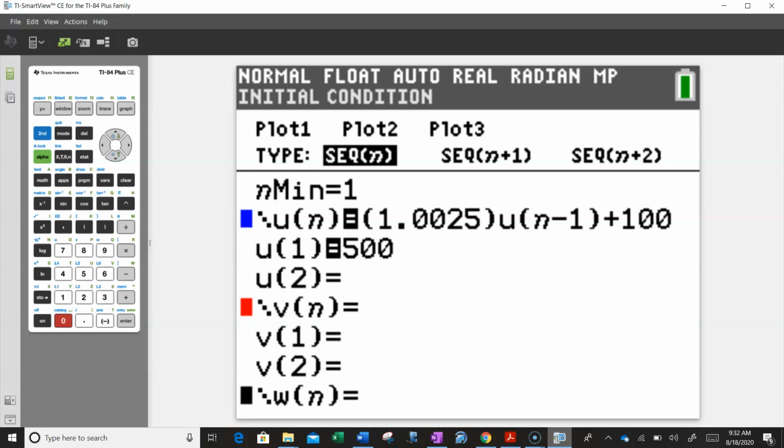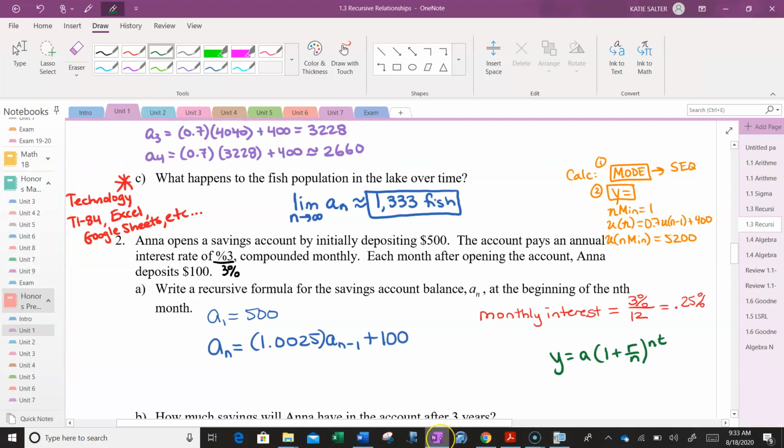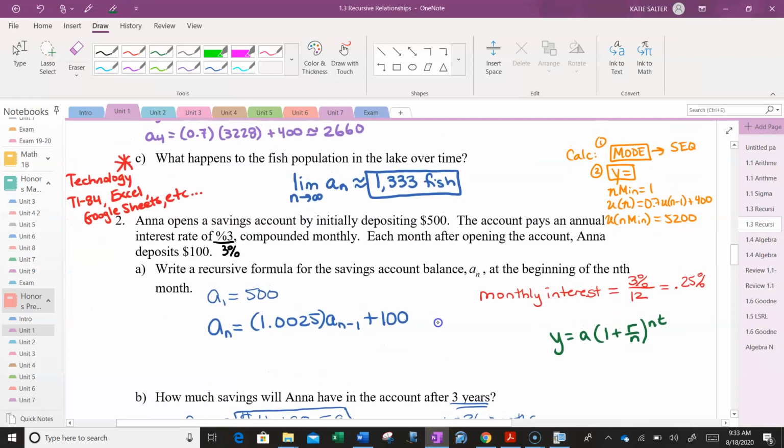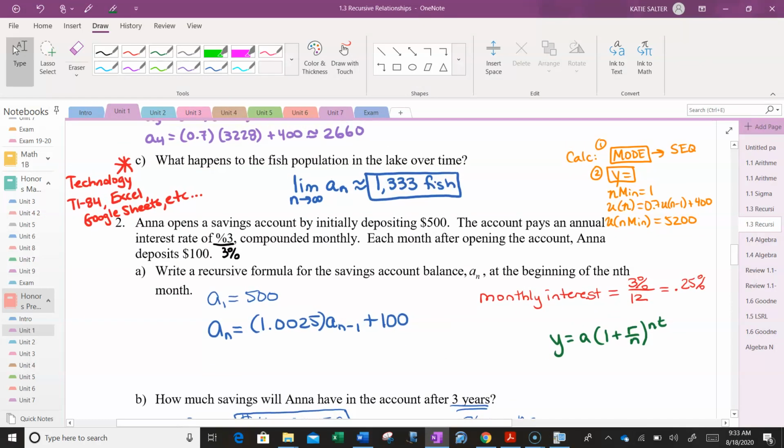All right, so let's look at this next question. It says, how much savings will Anna have in her account after 3 years? Well, what you have to remember is that we set this up where n represents the months. We wrote a recursive formula for the savings account balance, a sub n, at the beginning of the nth month. So we're not using this explicit formula over here. I was just trying to connect to that. This is how much she has each month.